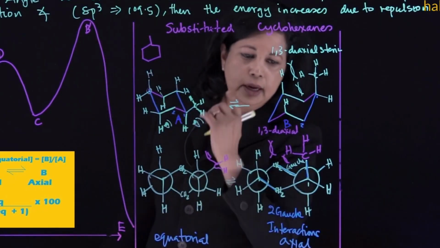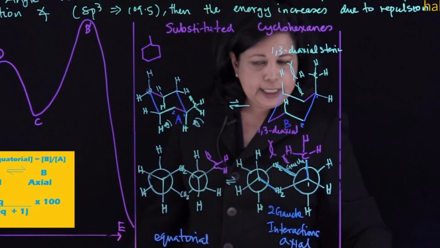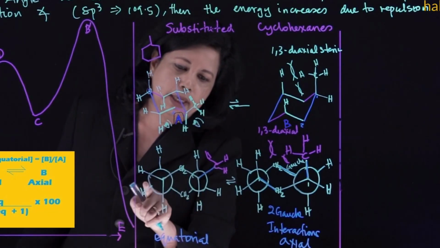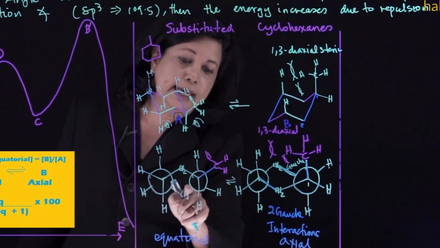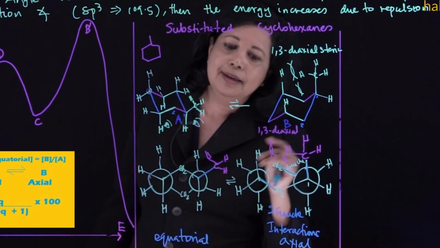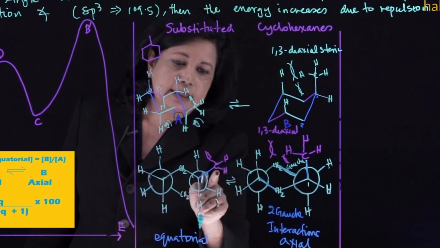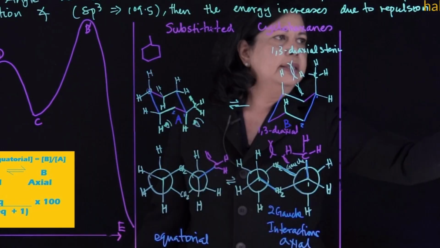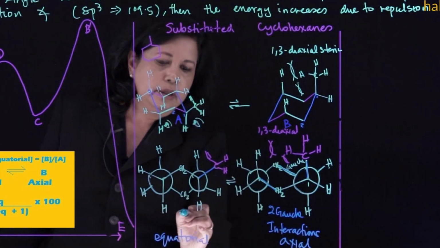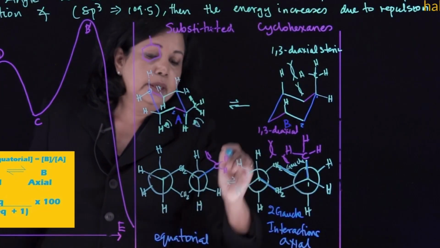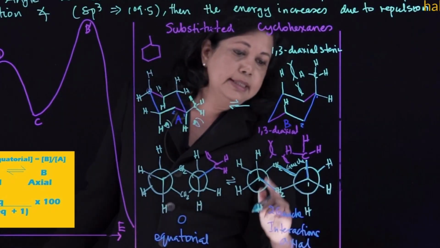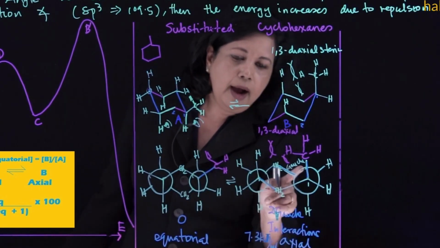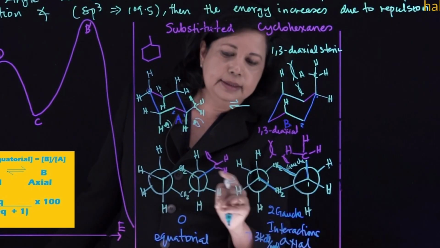Now, over here, do we have any gauche interaction with this carbon here? Nothing, because these are all pointing away. So these are almost like anti, which is the best. Do we have any 1,3 diaxial here? No, this is not even axial, so why even speak of 1,3 diaxial? So there's no 1,3 diaxial here. That's the main reason why this is almost like a cyclohexane. This is about a 0, and this is 7.3 kilojoules per mole higher in energy than this.